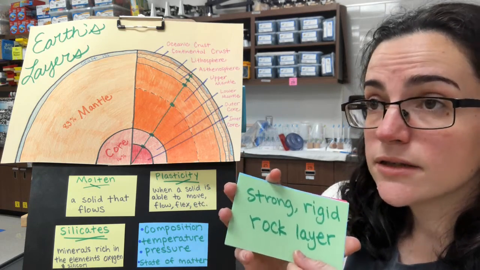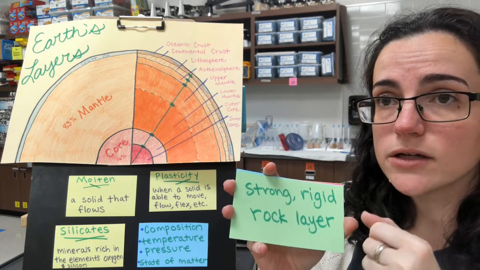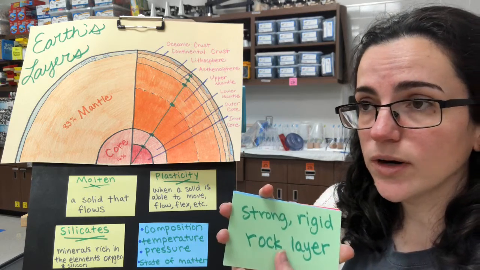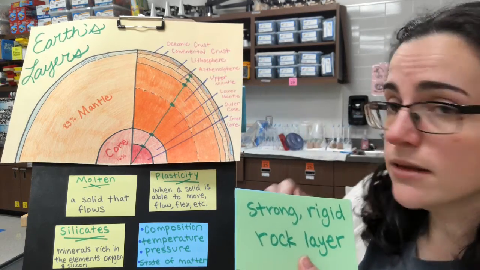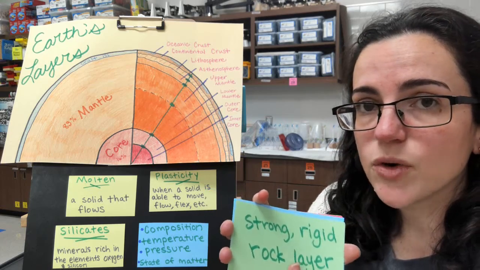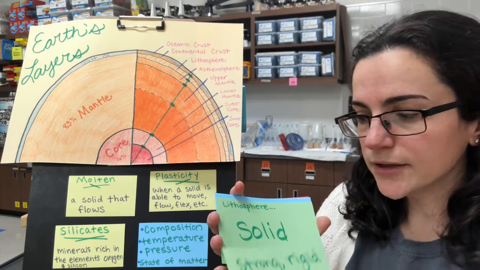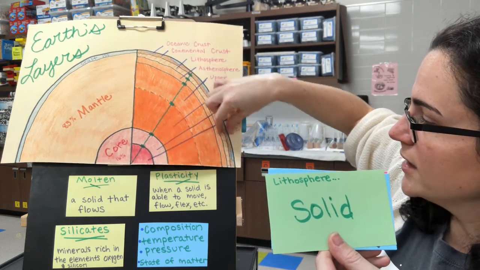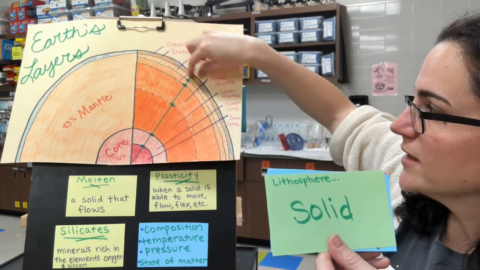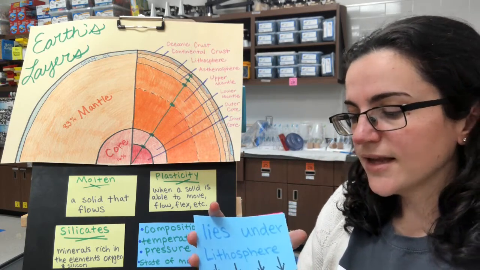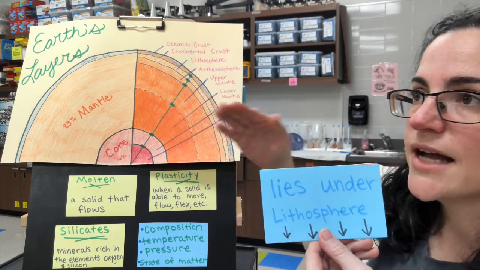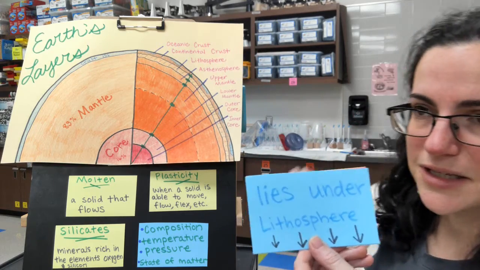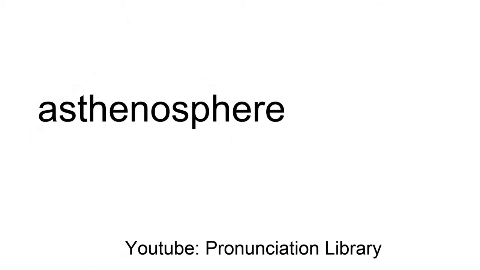So the lithosphere itself is kind of like a strong rock layer. It's very rigid. It's not going anywhere. But the layer underneath it, which we'll talk about in just a moment, that's not a solid layer. So the lithosphere layer itself is a solid. Now the layer that lies underneath the lithosphere, we call that the asthenosphere. A little bit trickier to say. Asthenosphere.